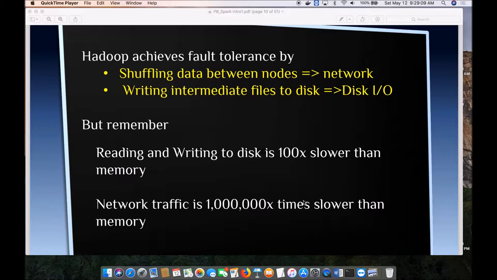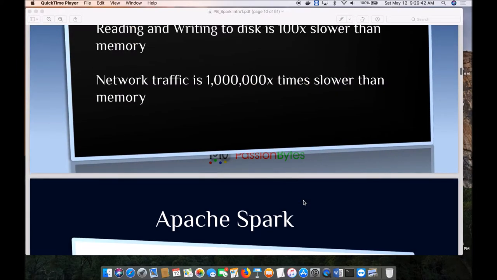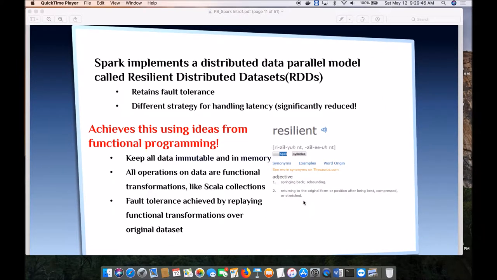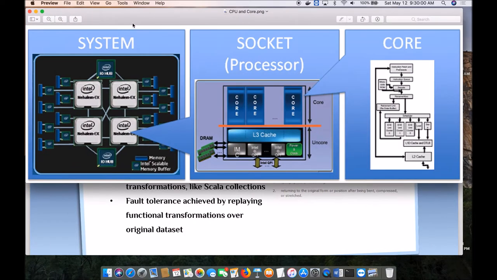Disk I/O and network. We have mentioned already that memory is the fastest, but unfortunately, the MapReduce framework is not relying on the memory. Instead, it is looking at disk input and output and network. Remember, reading and writing to disk is 100 times slower than memory, and network traffic is many orders of magnitude slower than accessing the memory. So, a natural thinking is that let us redesign the whole architecture. To redesign the architecture, first we have to make sure that the things are falling in place to support some of the latest technologies that are available.